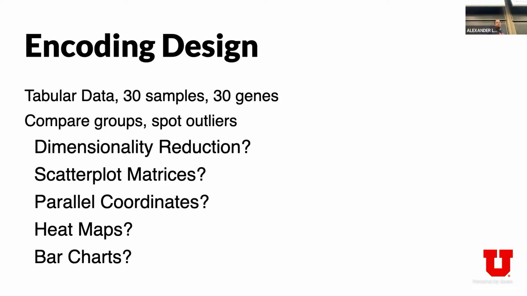What about dimensionality reduction? Exactly. So you would lose some information, right? You could say these samples are different, but you couldn't really tell which gene is causing it. So maybe not the best idea. What about scatter plot matrices? Yeah, but let's say 30 by 30 gets hard, right? You could probably do 6 by 6 or so, but 30 by 30 is just not a good choice here. Parallel coordinates.